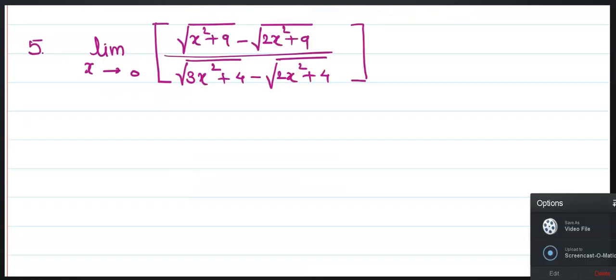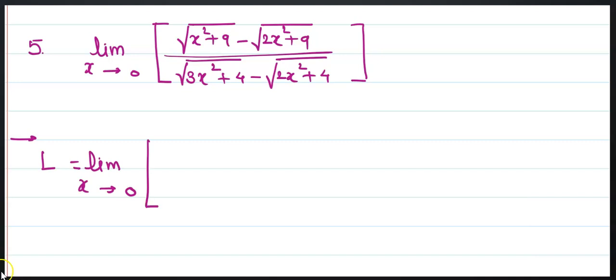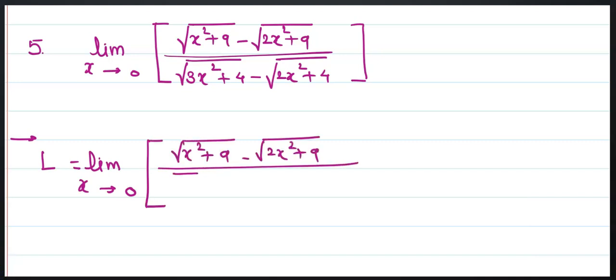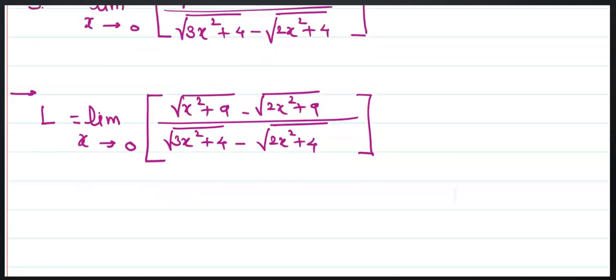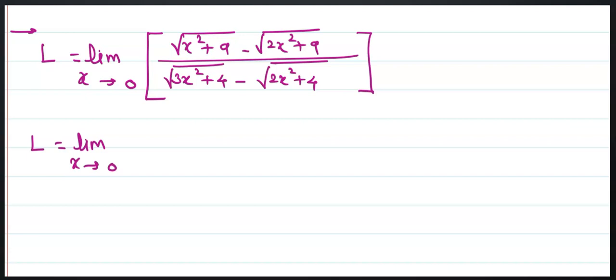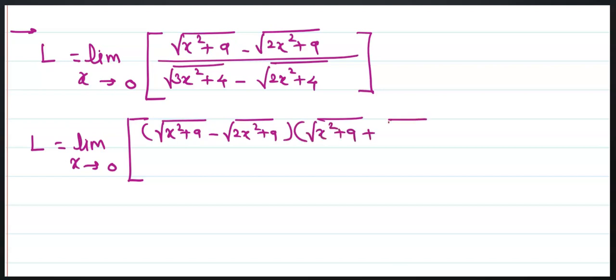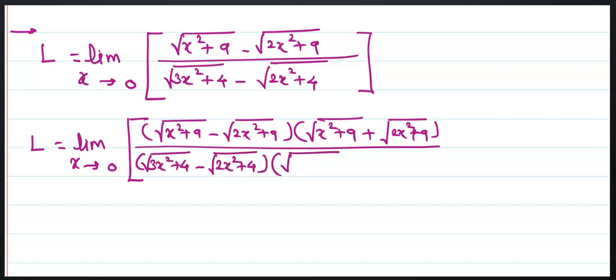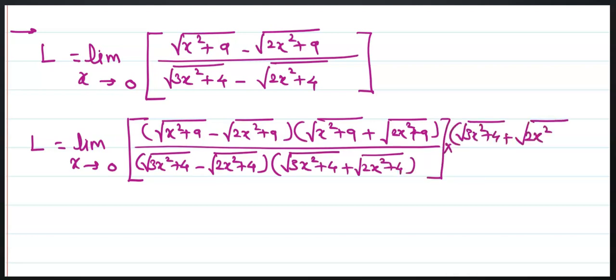Now the question here is limit x tends to 0 of [root of (x square plus 9) minus root of (2x square plus 9)] upon [root of (3x square plus 4) minus root of (2x square plus 4)]. Now here the numerator and the denominator both have the radical sign. Therefore, we'll rationalize the numerator as well as the denominator. Rationalize the numerator by multiplying the rationalizing factor to the numerator and the denominator, and keep the remaining terms outside the bracket. Then you can get a very simplified form.